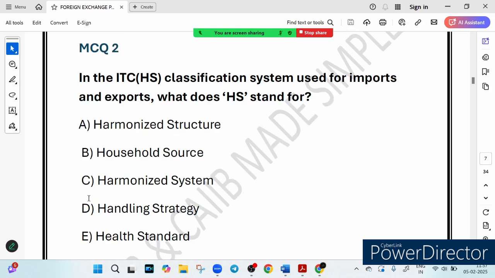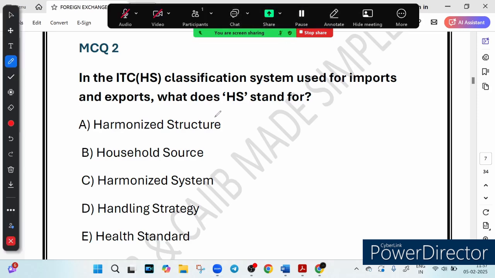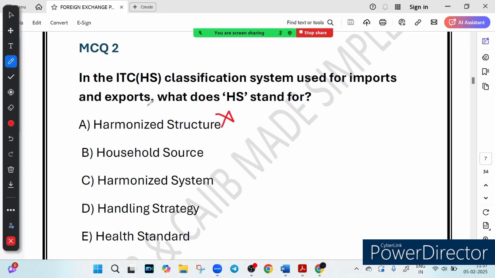Very good question it is. Option A says harmonized structure, option B says household source, then harmonized system, handling strategy, and health standard. The first option A is not correct. Why? Because harmonized is correct, but harmonized structure is not. International trade classification follows a structured system.